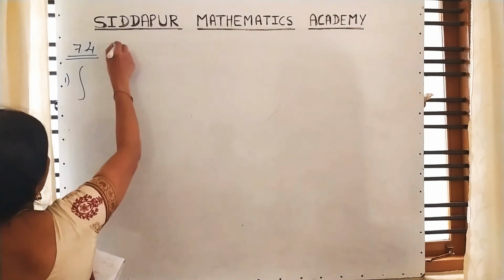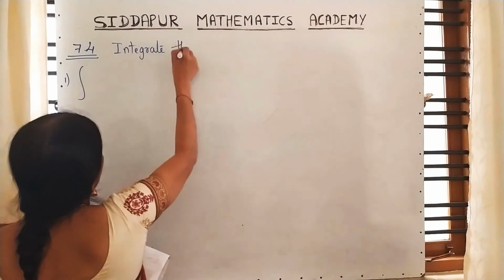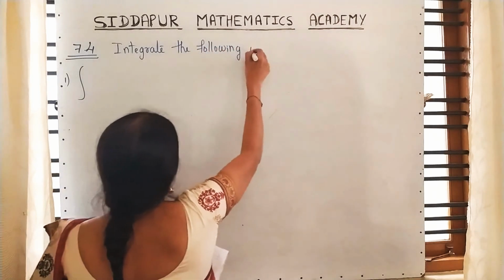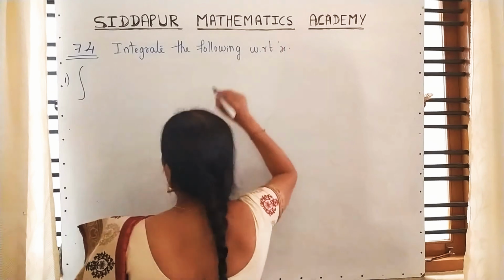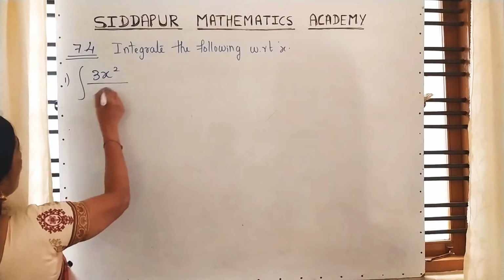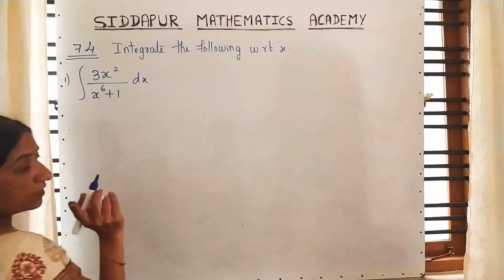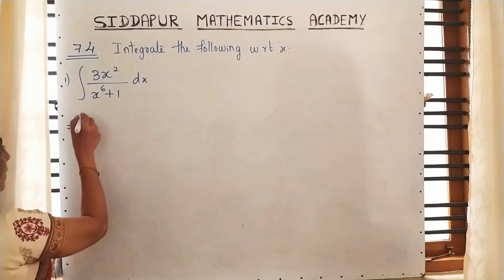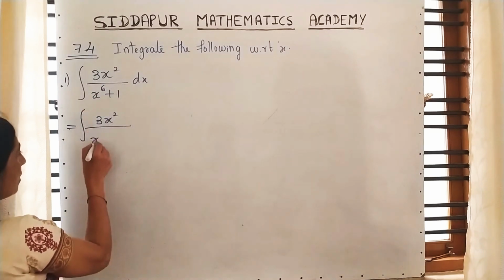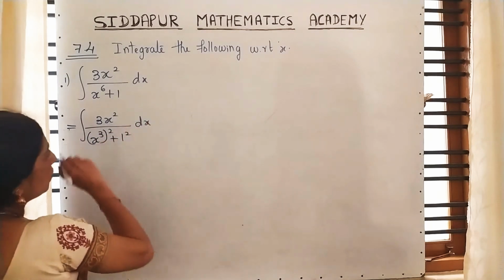The question is, integrate the following with respect to x. First problem, integration of 3x square upon x raised to 6 plus 1. See, if you are thorough in all those 6 formulas and the methods, the given integration will be written as 3x square, x raised to 6 is x cube whole square plus 1 square into dx.